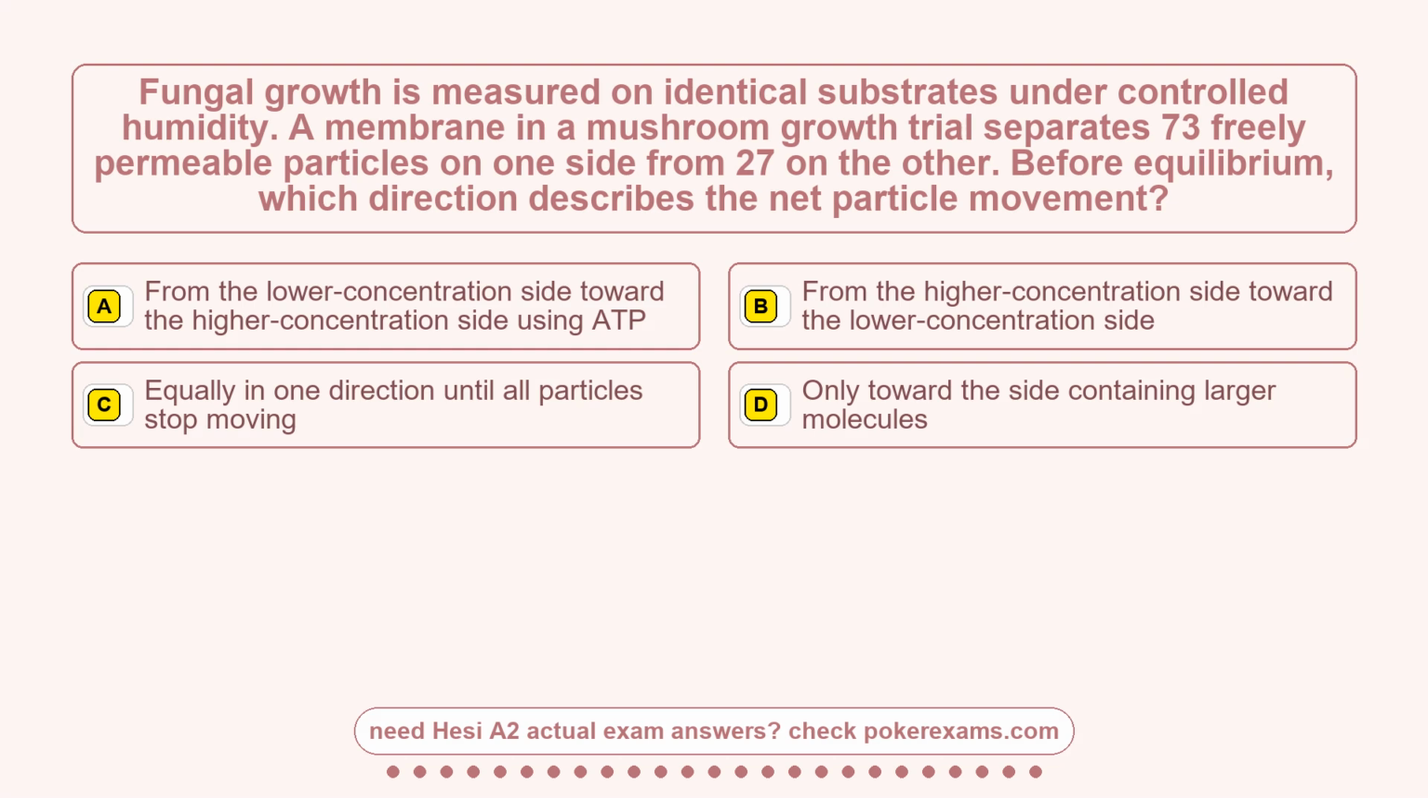Question 9. Fungal growth is measured on identical substrates under controlled humidity. A membrane in a mushroom growth trial separates 73 freely permeable particles on one side from 27 on the other. Before equilibrium, which direction describes the net particle movement? Option A, from the lower-concentration side toward the higher-concentration side using ADP.